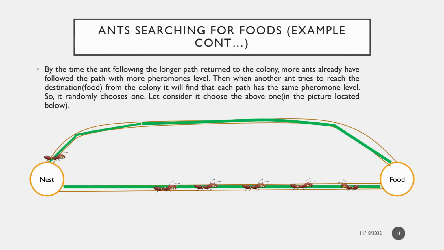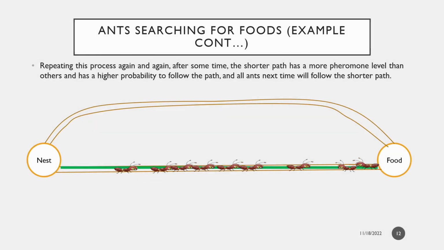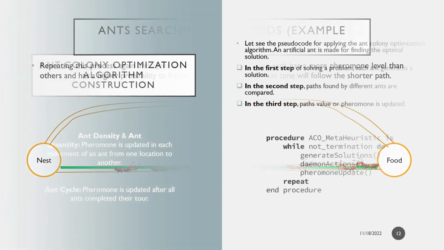By the time the ant following the longer path returns to the colony, more ants already have followed the path with more pheromone levels. Then when another ant tries to reach the destination from the colony, it will find that each path has the same pheromone level, so it randomly chooses one. Let's consider it chooses the above one in the picture located below. Repeating this process again and again, after some time the shorter path has more pheromone level than the other and has a higher probability to be followed, and all ants next time will follow the shorter path.